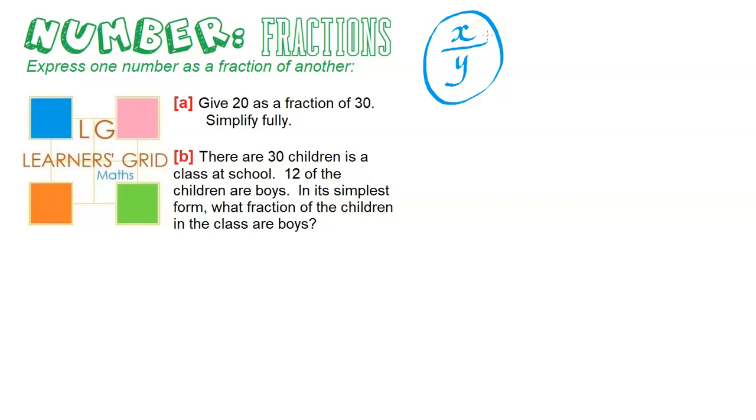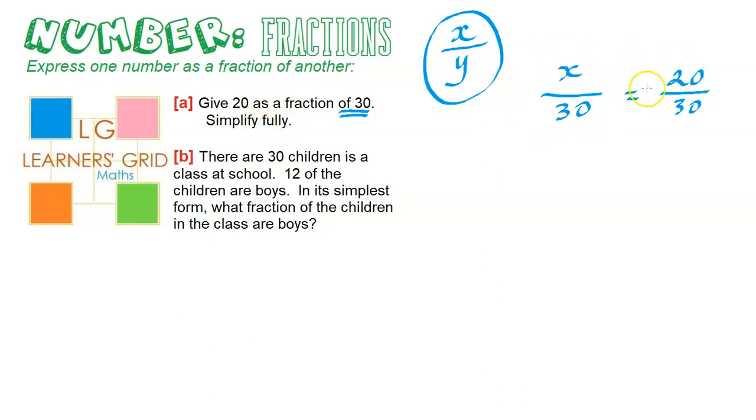Let's take a look at the first one. Give 20 as a fraction of 30. So this bit here of 30 is kind of like out of 30, and that means that 30 is the denominator. So now it's going to be something out of 30. We already know that the number that's out of 30 is 20, so give 20 as a fraction of 30.